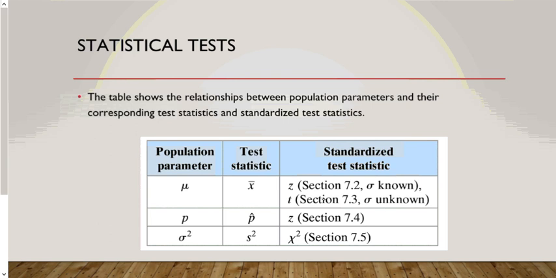Then if the population parameter is a proportion, that's a lot of p's, we'd be using p-hats, and that's our z's. Okay, and then you may or may not have covered this.